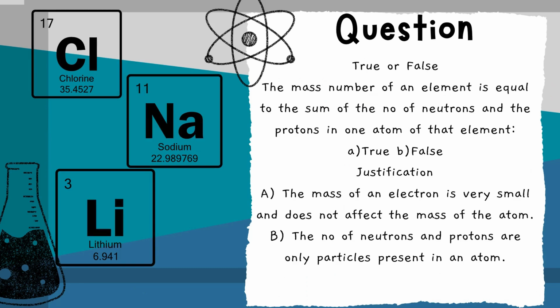There's a question for you. True or false? The mass number of an element is equal to the sum of the number of neutrons and the protons in one atom of that element. Is it true or false? And justification is required. First is the mass of an electron is very small and does not affect the mass of the atom. The second is the number of neutrons and protons are the only particles present in an atom. Pause the video, think, and then answer.